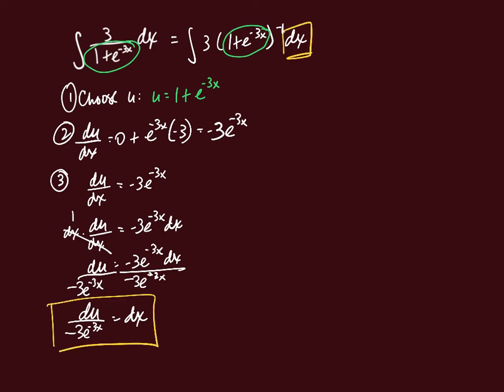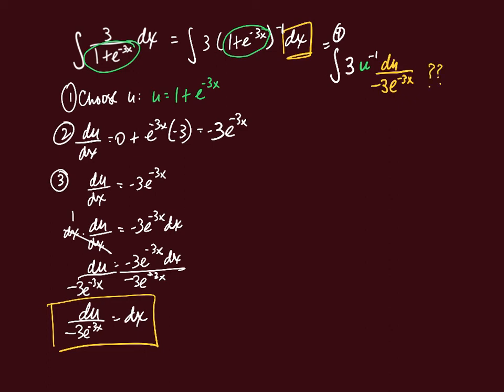All right, so remember, step 4, our goal is to not only substitute, but also simplify. So 1 plus e to the negative 3x, that's my u to the negative first power, and then dx is replaced with du over negative 3e to the negative 3x. Ooh, but there's no e to the negative 3x to cancel.